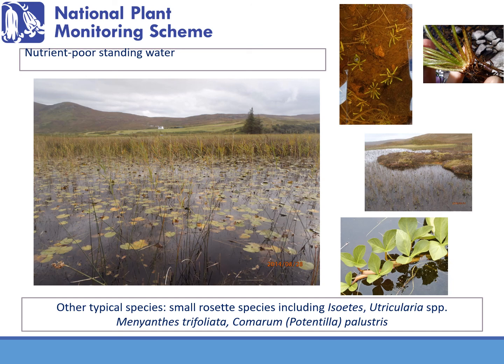Below that we have a picture showing some sedges, again in a nutrient poor lake, and the bottom picture is of bogbean, Menyanthes trifoliata.